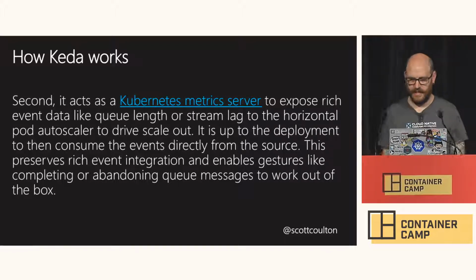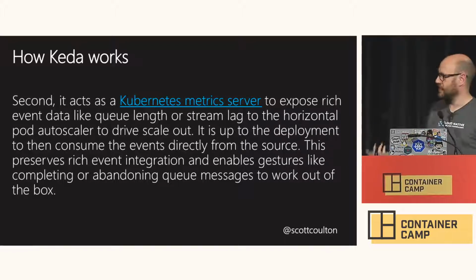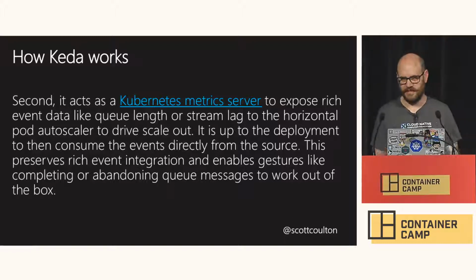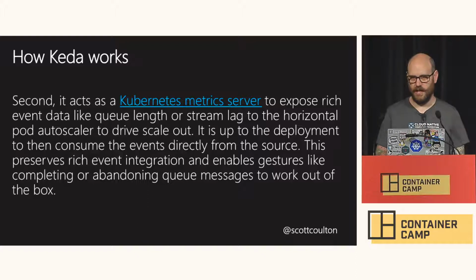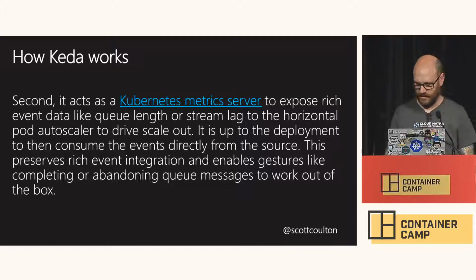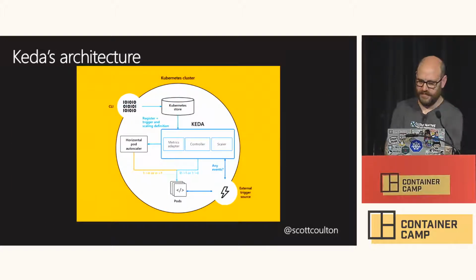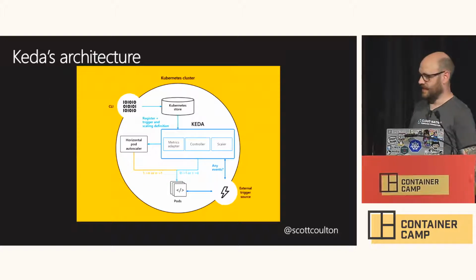So as I said there, it's a metric server. Second, it acts as a metric server to the horizontal pod autoscaler, so it sits there as an abstraction over one of the metrics grabbers, that's not the right word, but where the metrics go in. And it's able to look at message queues and a whole heap of things to scale out. So this is basically how Keda sits in.